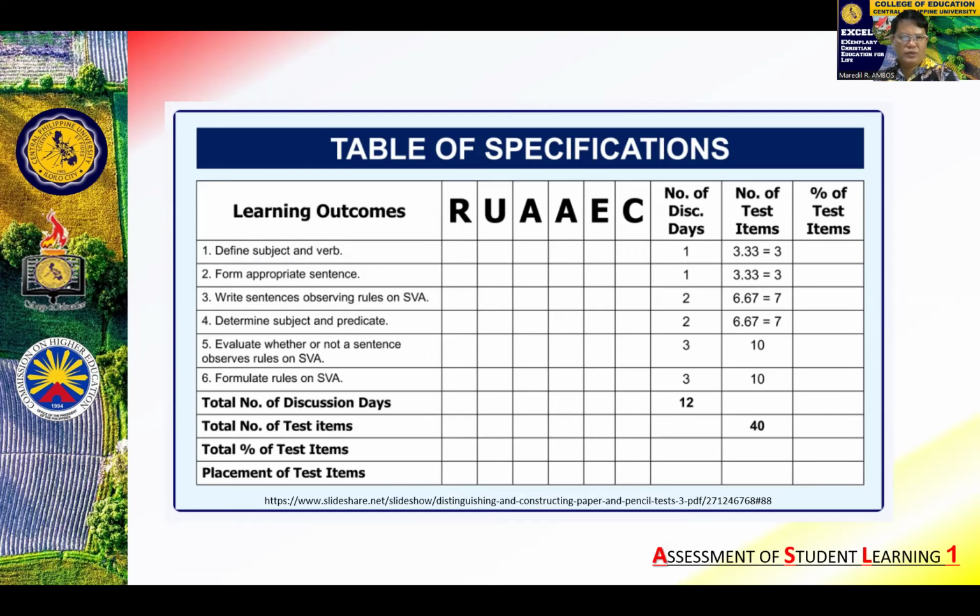For learning outcome two is 3 also, 7 for, of course, learning outcome three, the same with learning outcome four, 7, and for learning outcomes five and six, you have 10. So if you're going to add it all, you have 40 items.